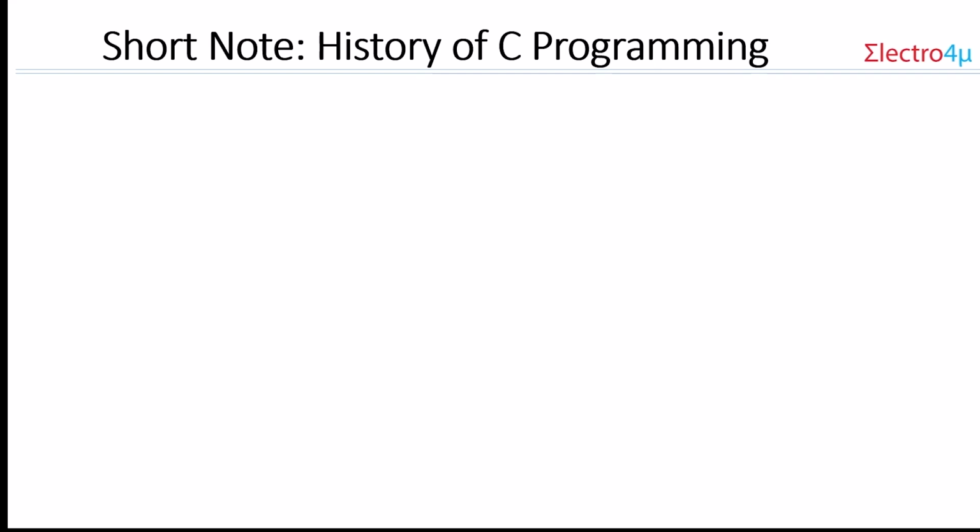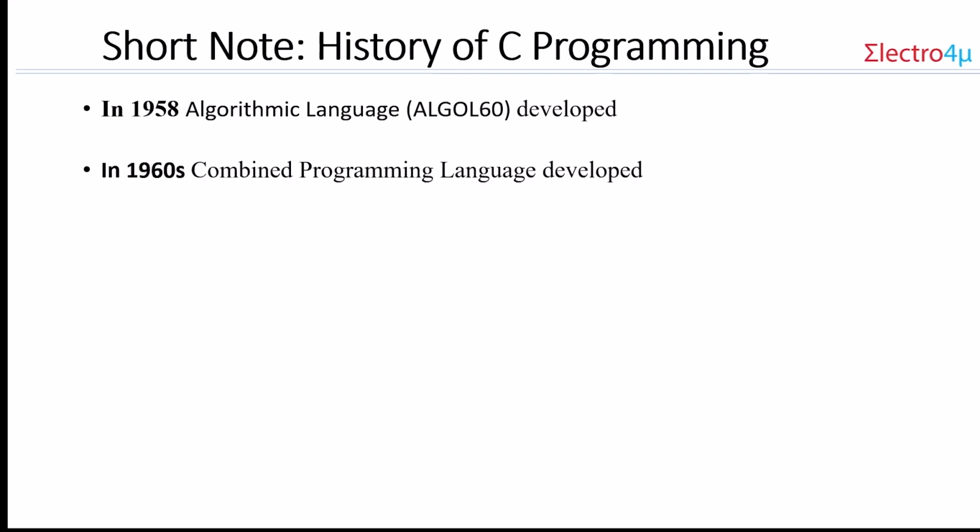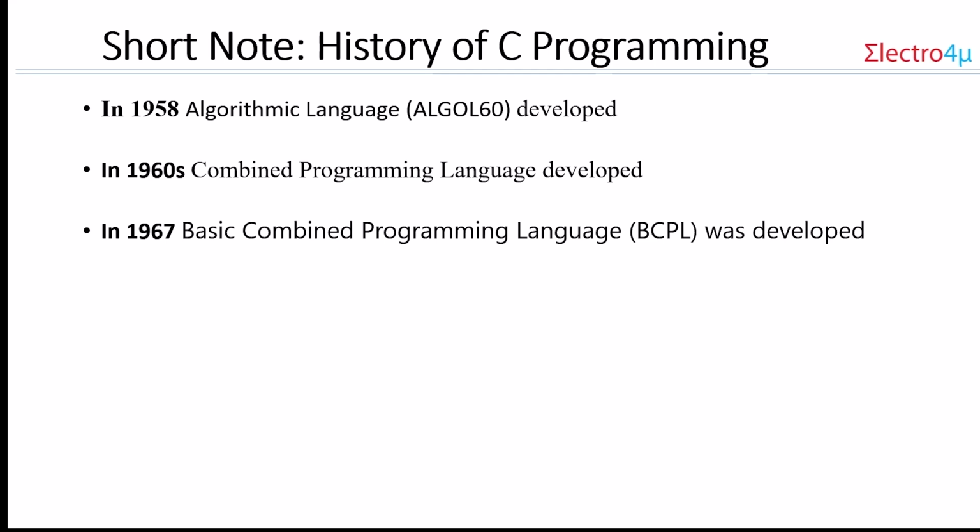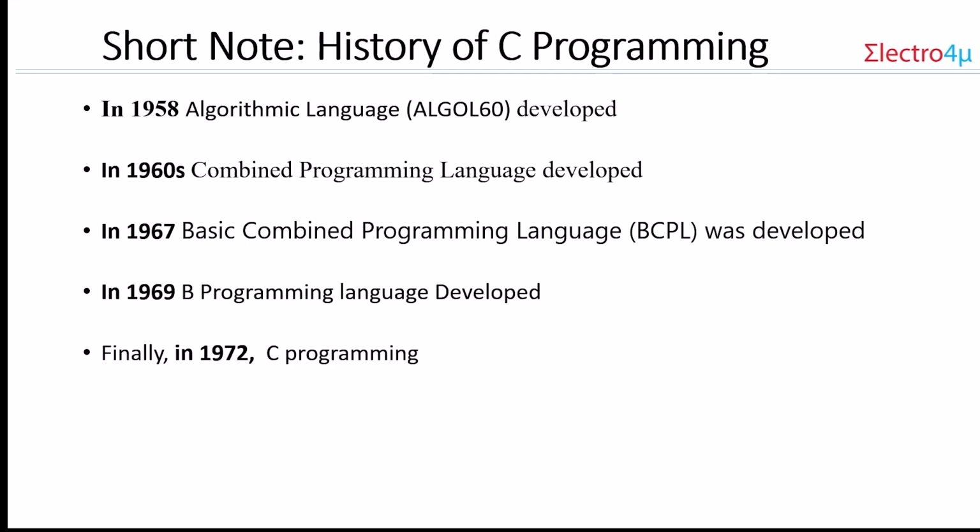Short note. History of C programming. In 1958, the algorithmic language ALGOL 60 was developed. In the 1960s, the Combined Programming Language was developed. In 1967, Basic Combined Programming Language, BCPL, was developed. In 1969, B programming was developed. Finally, in 1972, C programming was developed.